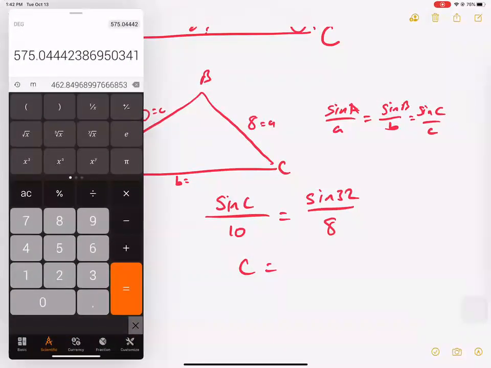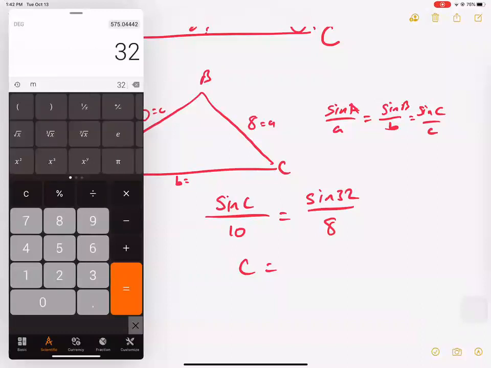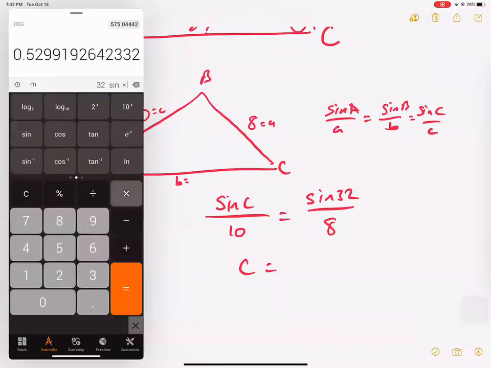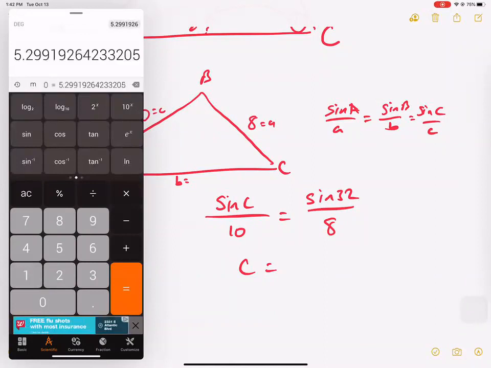So I'm going to type 32 sine times 10 equals, divide by 8 equals, we end up with a decimal. We're going to go undo sine. Angle C is 41 point, let's do 2 decimals, 48 degrees. So we know 41.48 degrees. Since we're here, let's solve for the rest of the triangle.